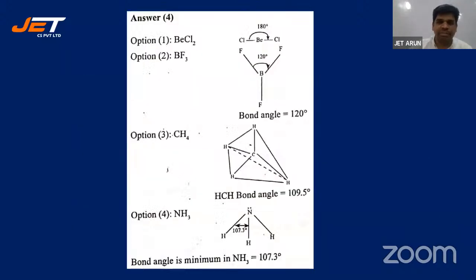Let's look at the diagram, the structure. For BeCl2, you have got 180 degrees. BF3, you've got 120. CH4, you've got 109.5 degrees. But whereas NH3, you've got 107.3 degrees. All right.